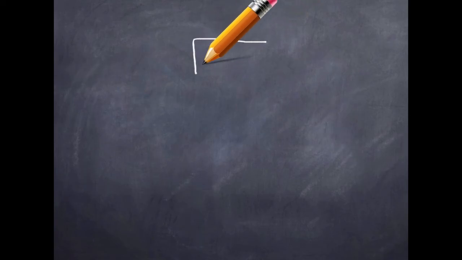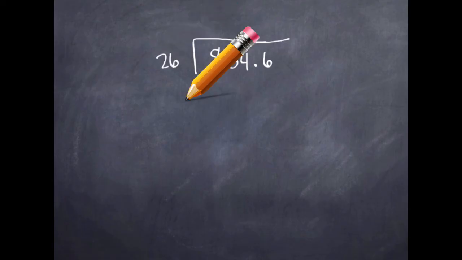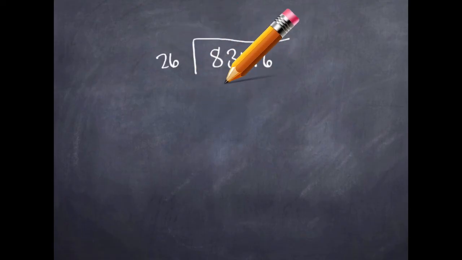Let's try one more example without doing the comparison thing. So this time I'm just going to start with a straight out decimal, okay? And I'm going to do 834 and 6/10, and I'm going to divide that by 26. So just like any other division problem where I'm using the standard algorithm, I want to think about each place value and just kind of move my way through.